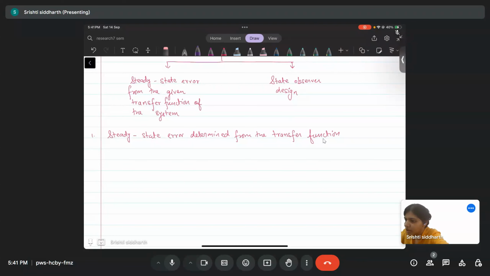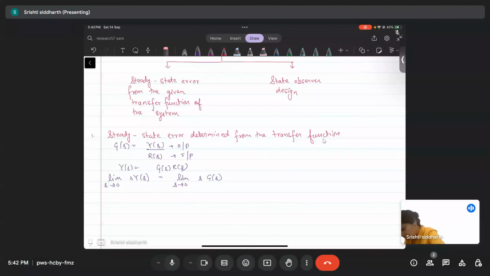So given, for example, the transfer function G(s) as the ratio of the output and the input, then the steady state error is, for a step input, we have Y(s) as G(s) R(s), then limit s tending to 0 of s times G(s) times 1/s. Alright, so let's look at a few questions.